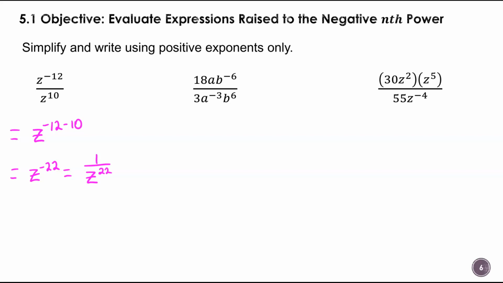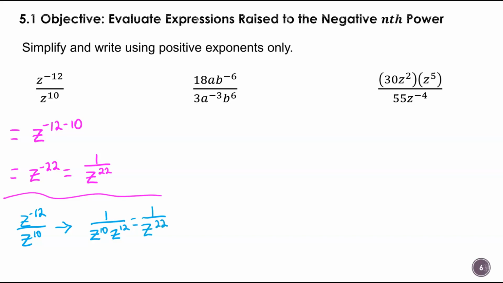Now, the other thing you could do is right off the bat, you could write this as 1 over z to the 10th times z to the 12th. So a negative exponent, remember, can be rewritten in the denominator. And then add the exponents, because we would use the product rule, right? We're multiplying z to the 10th times z to the 12th. So 1 over z to the 22nd.